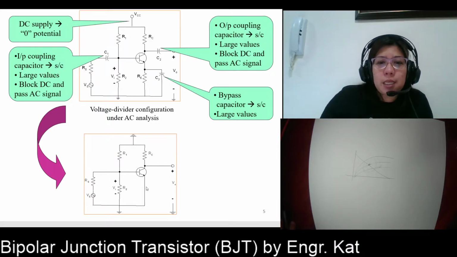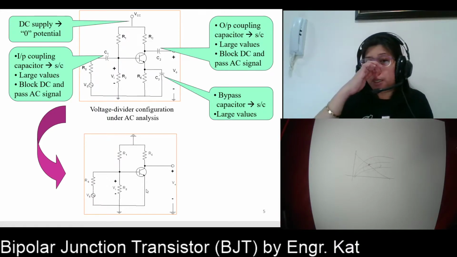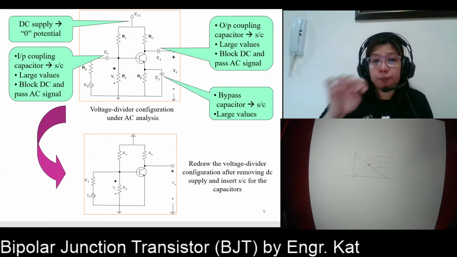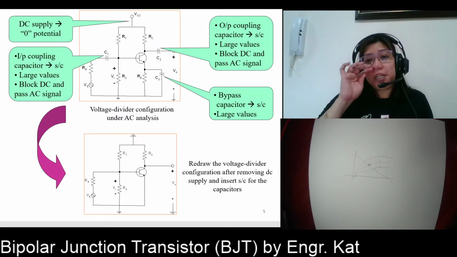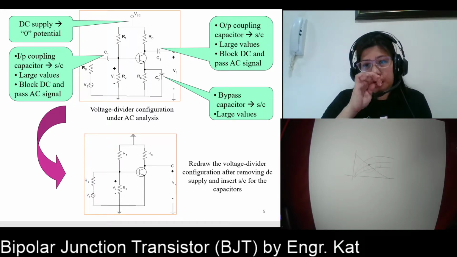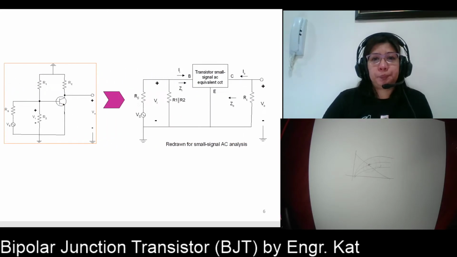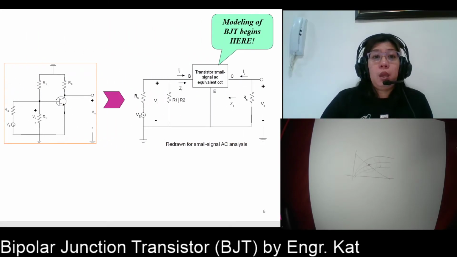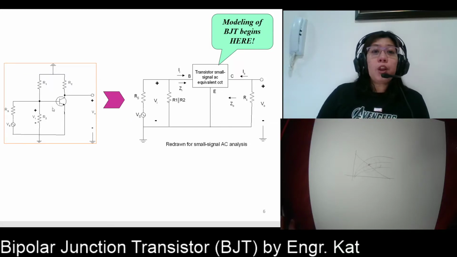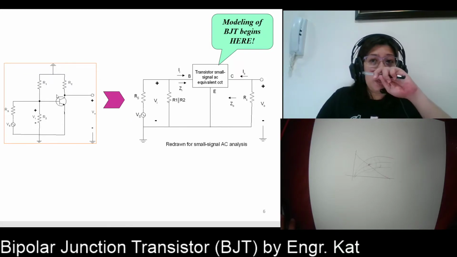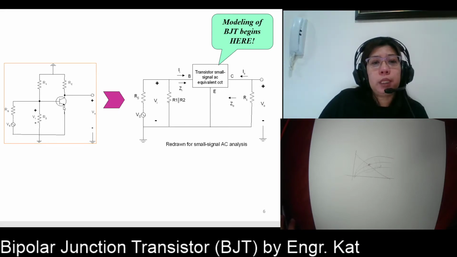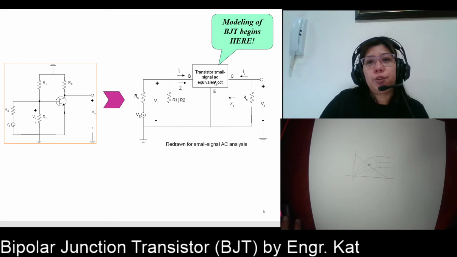So during AC analysis now, look, the effect of RE was removed. Okay? So this is the redrawn voltage divider configuration after removing your DC supply and inserting the short circuits for the capacitors. Okay? So from this one, we are going to model your transistor here. So this is now your transistor small signal AC equivalent circuit.